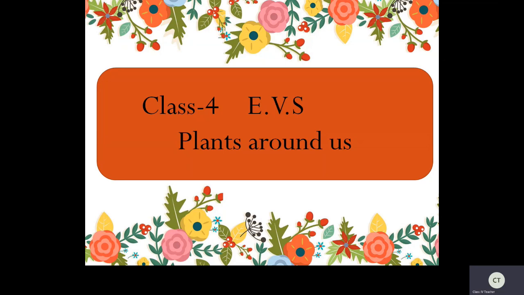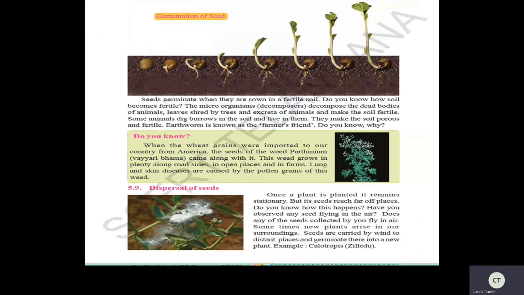In the previous class, we have seen about dispersal of seeds. Right, children? Let us recall the topic again and let us continue the class. So, we have discussed about dispersal of seeds, right? Once a plant is planted, it remains stationary. Everyone knows about this. Stationary means it will be in the same place. It can't move from one place to another place. But its seeds reach far off places.